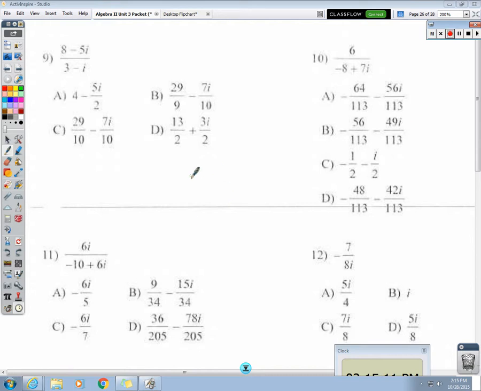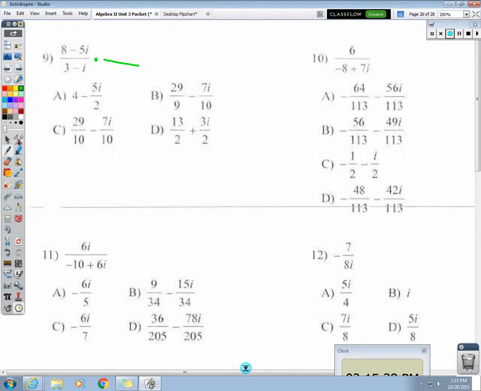Okay, number 9. Why can't I just leave it as 8 minus 5i divided by 3 minus i? Why can you not just leave it like that? Right, you cannot have an imaginary number in the denominator. So to get rid of it, what do we have to do? Multiply by the complex conjugate. Well, what would the complex conjugate of the denominator be?